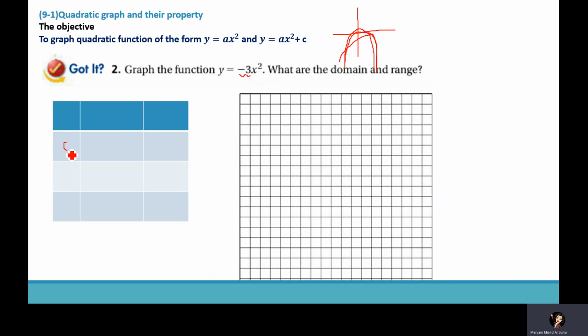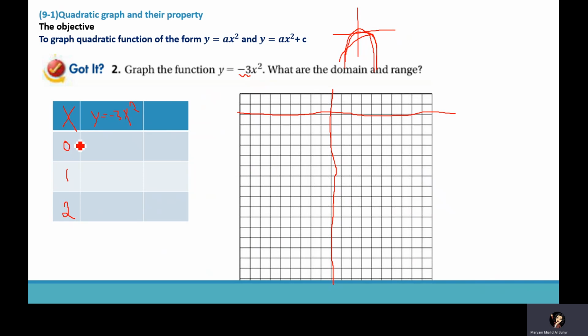So let's take 0, 1, and 2. Why are we taking these 3 points? Because we will find only one side, then we will reflect it to the other side. We will use the axis of symmetry, this property that will help me. So this is x and this is y equals negative 3x squared.